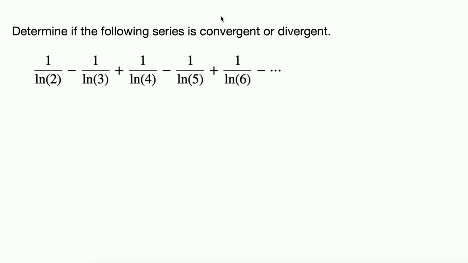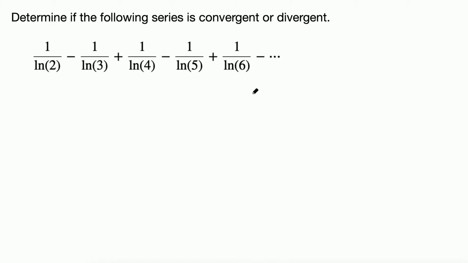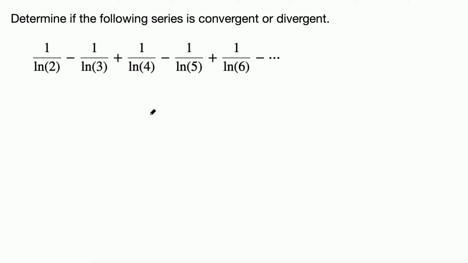Determine whether the following series is convergent or divergent. So here we got, there is no sign, meaning positive, negative, positive, negative, positive, negative, etc. So this is an alternating series. Okay. Now let's write this in terms of sum notation.